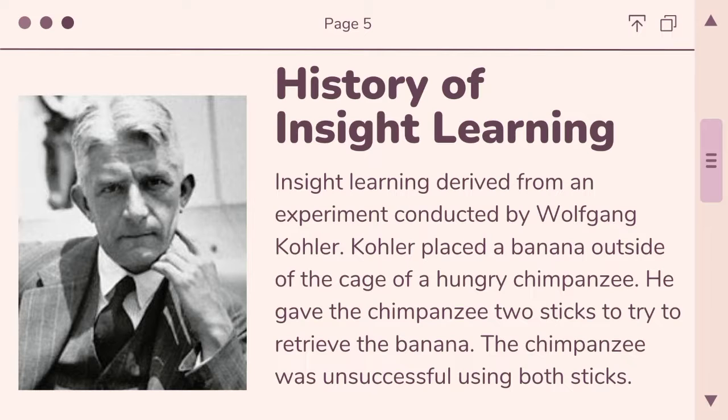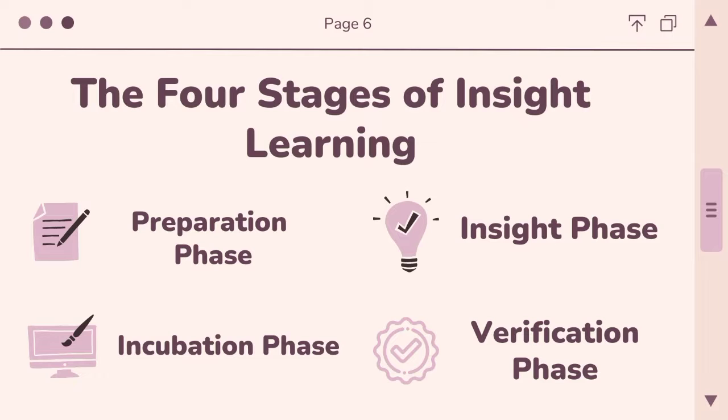Wolfgang Kohler conducted some simple but important studies involving ape behavior that helped lead to the development of the insight learning theory. Kohler called this cognitive process insight learning. Insight learning does not rely on behavioral or observational learning. It is a purely cognitive experience. In this theory, we have four stages of insight learning. These four stages are preparation, incubation, insight, and verification.